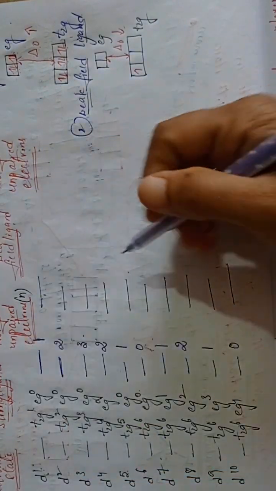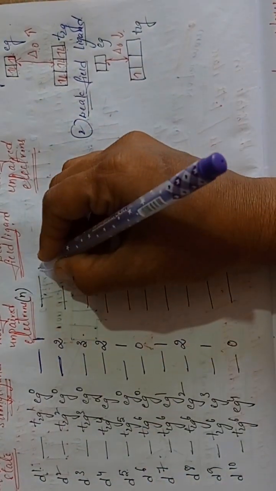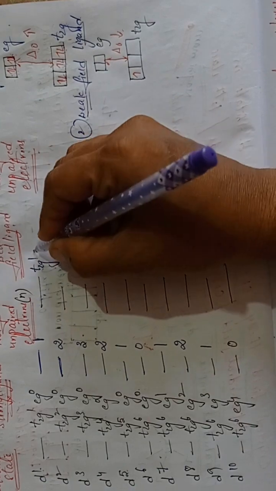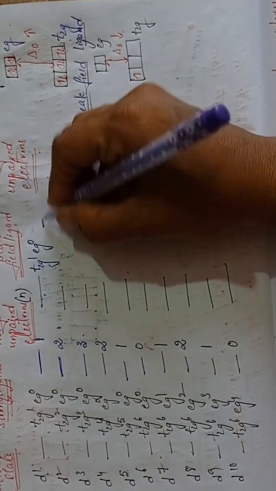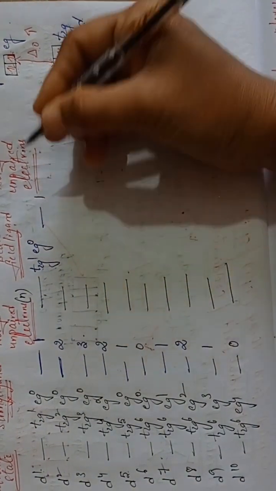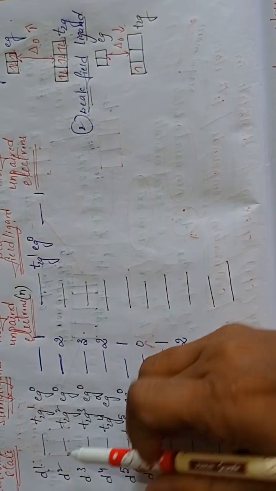Now see here d1. d1 means one electron. Now what is the electronic configuration? T2g1, one electron. Eg, any electrons? No, so Eg0. How many unpaired electrons are there in T2g1? Here only one unpaired electron, so write that one unpaired electron. Clear?